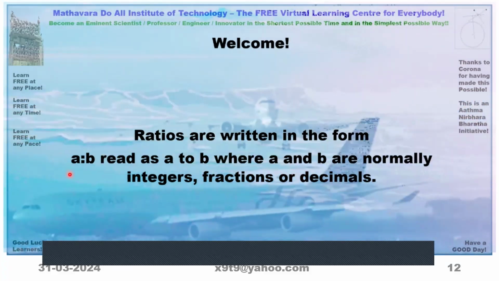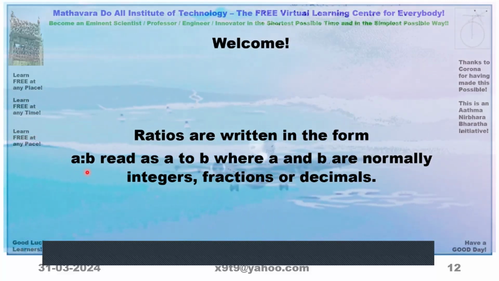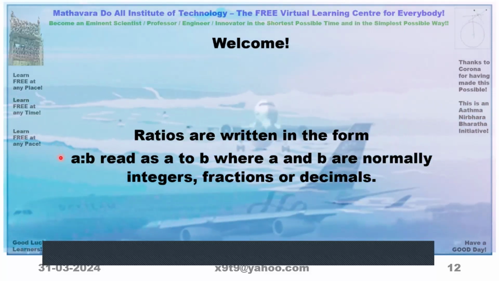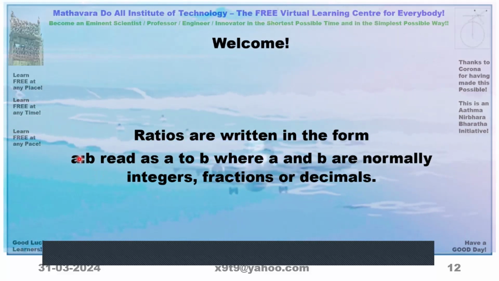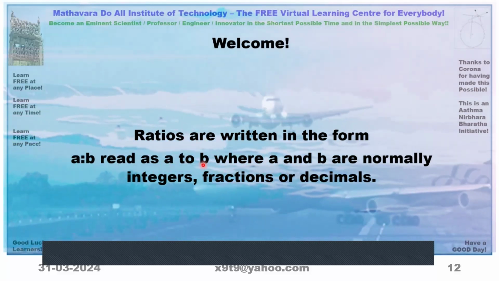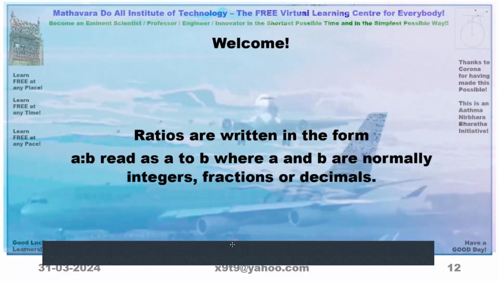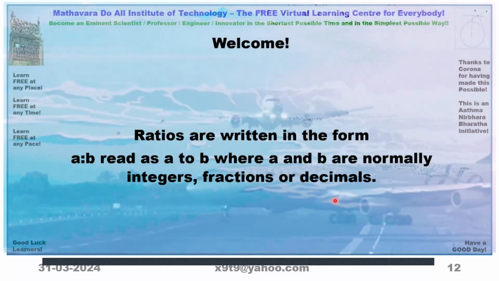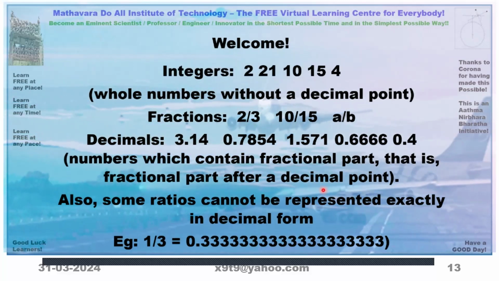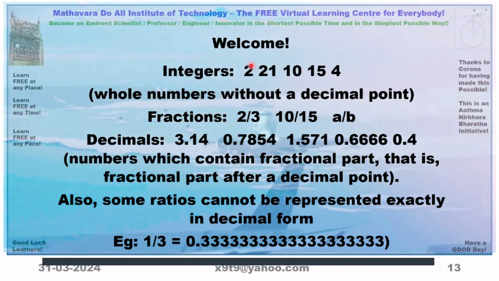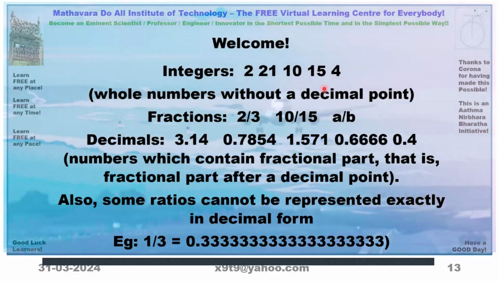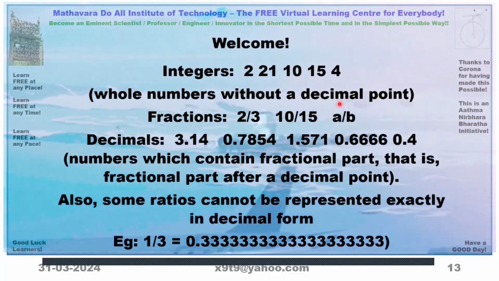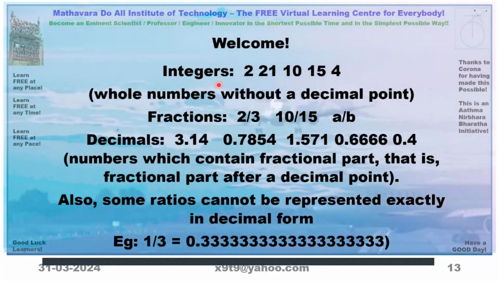With the laser pointer, the red beam, I am showing A colon B. That is a method of writing a ratio between A and B. For reading, this will be read as A to B. A and B are normally integers. There may be fractions or even decimals also. Integers are numbers like 2, 21, 10, 15, 4, anything like that. These are whole numbers without a decimal point. They are called integers.